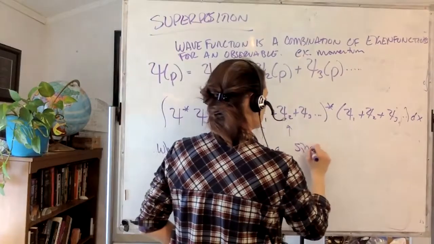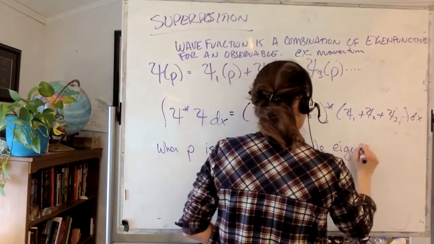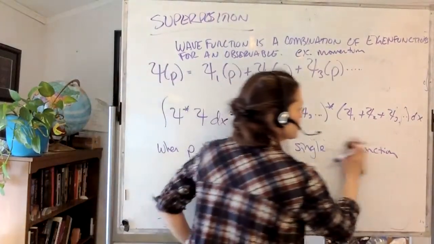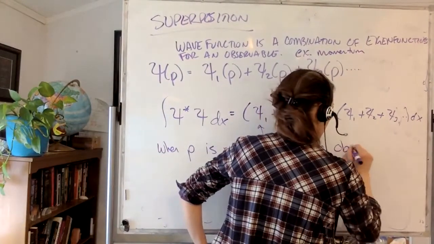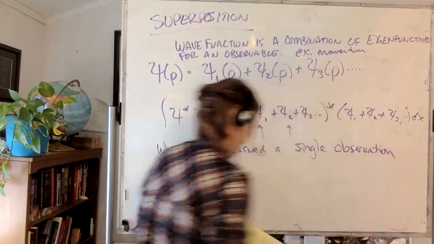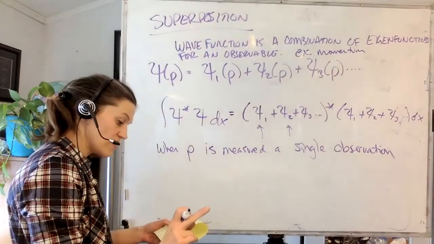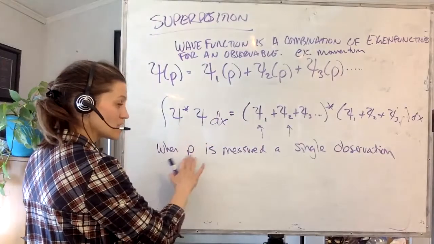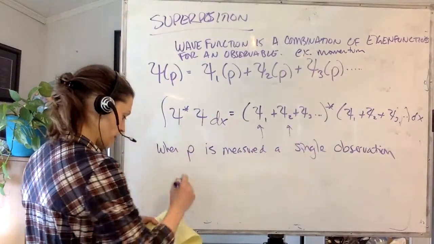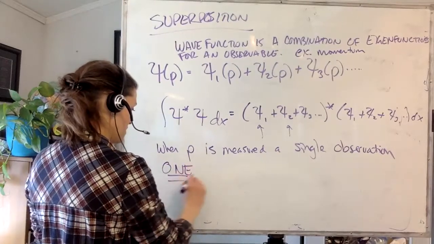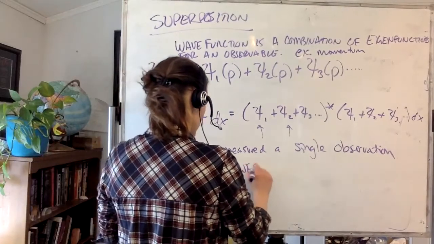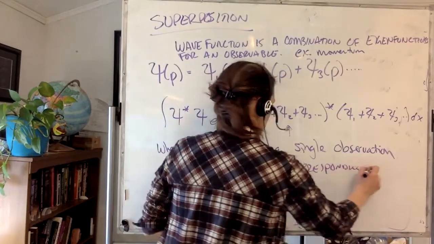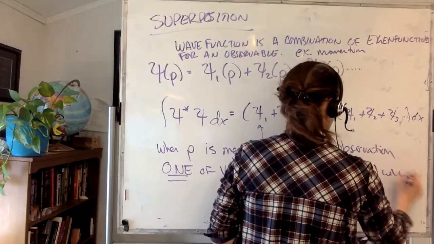a single observation of one of the values corresponding to psi will be found. So when the momentum is measured, a single observation of one of the values of the corresponding psi will be found.